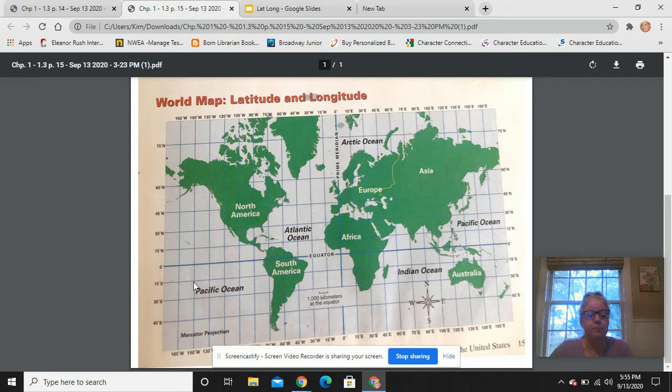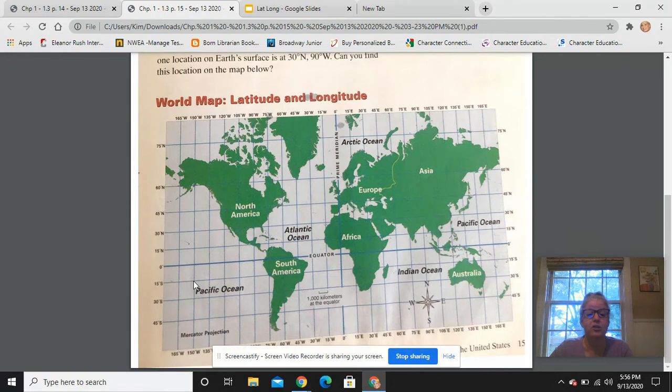Here's where they meet. So the boat in that picture is right here. It is in the largest ocean, which we know is the Pacific Ocean. So that boat would be right about here.